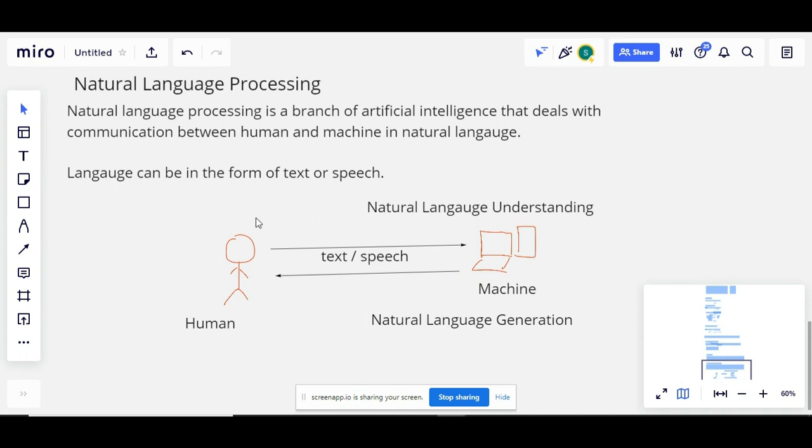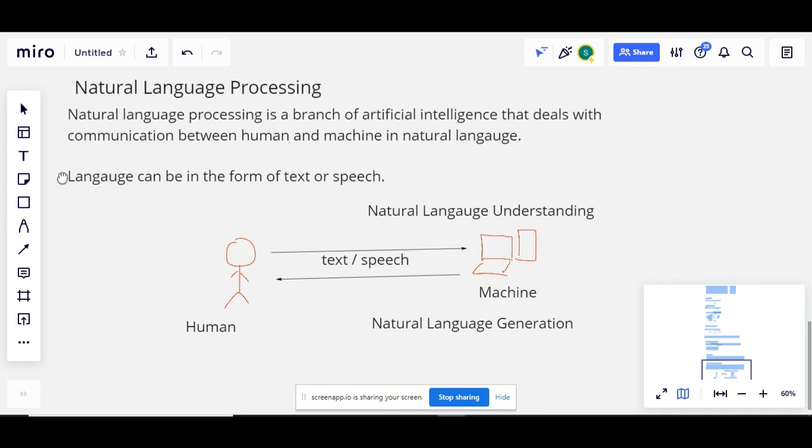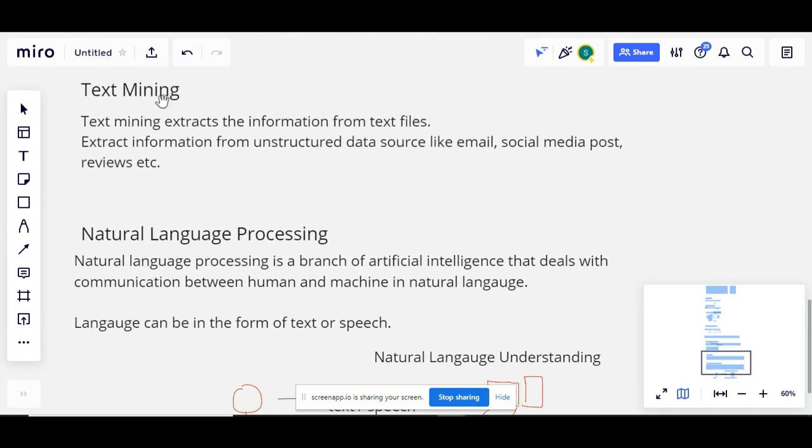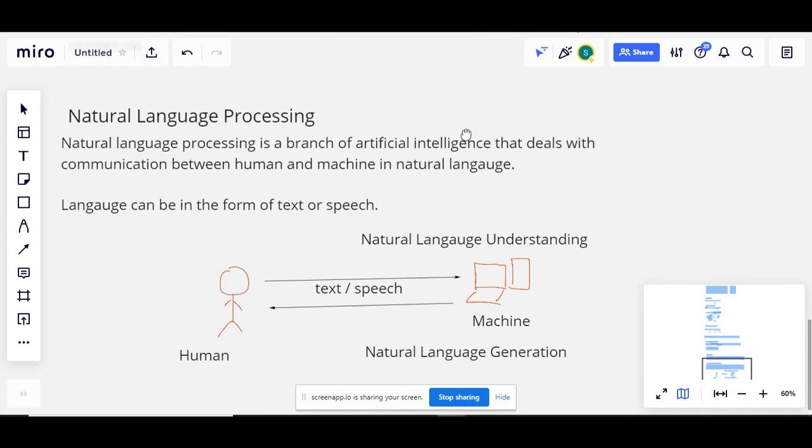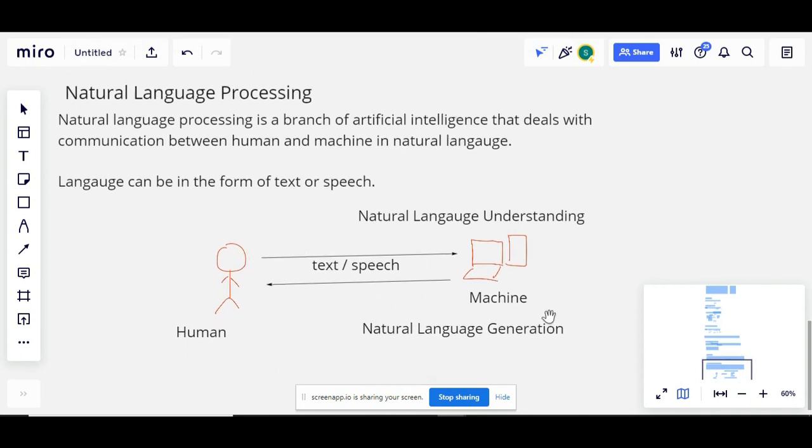So I hope it is clear what NLP, natural language processing, is, and how it is different from text mining. Text mining is all about extracting information from textual data, and on the other hand, NLP is all about communication between human and machine in natural language, which can be in the form of text or in the form of speech.